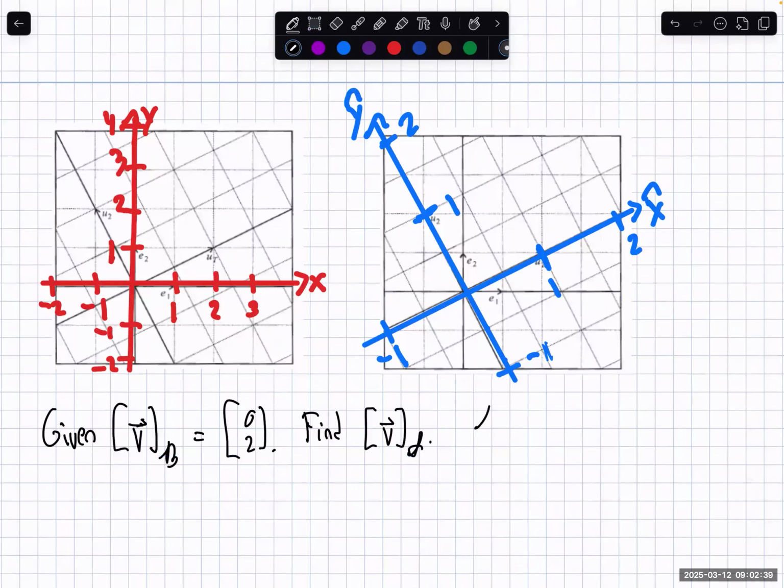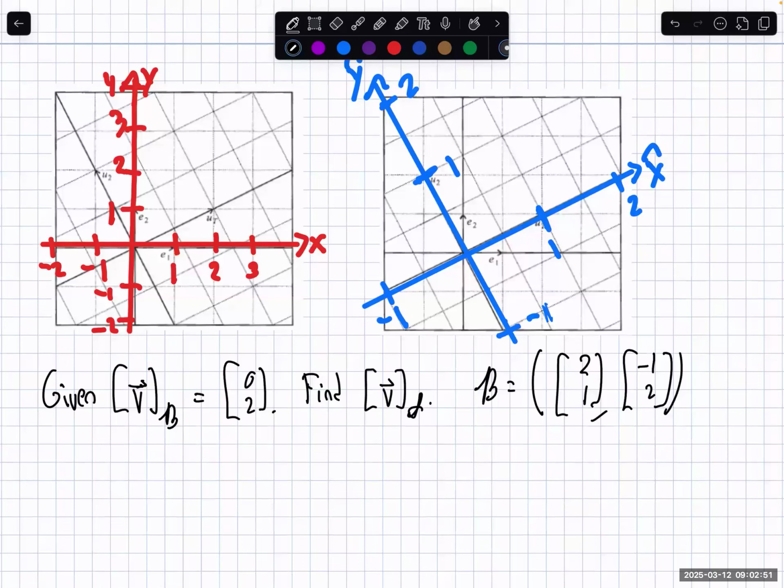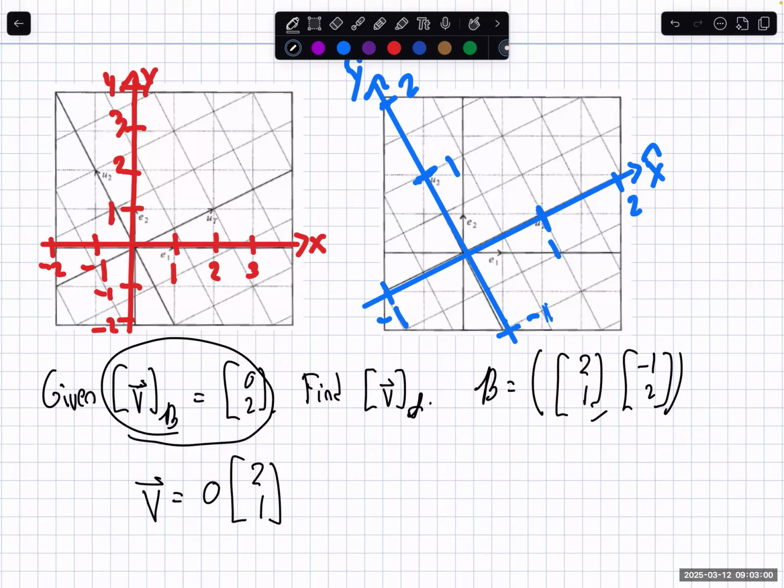Remember that we're given B is (2, 1). So when we say the coordinates of V relative to B are (0, 2), that means this V vector is 0 along the (2, 1) direction plus 2 along the (-1, 2) direction. That's essentially what a coordinate system means. So when you have the coordinates, it's how far you stretch the x vector, and then you add to that the y vector stretched by a certain amount.